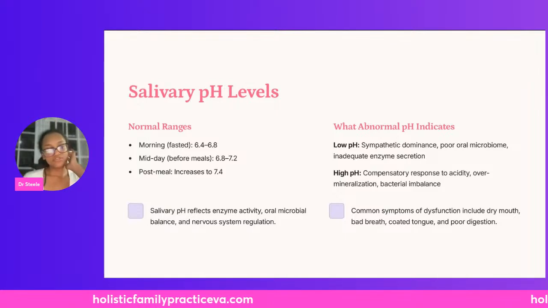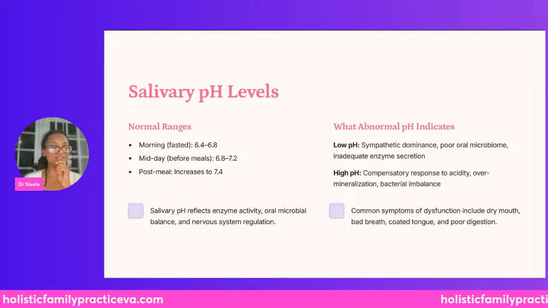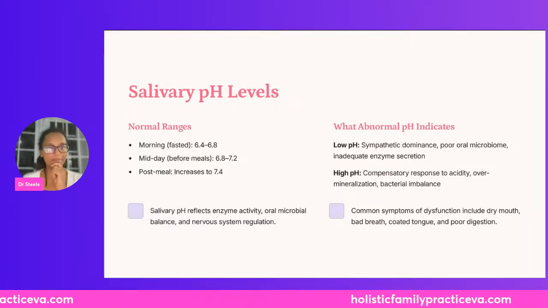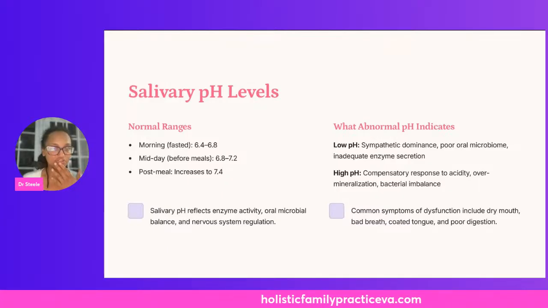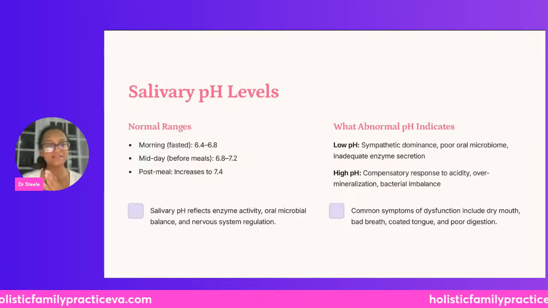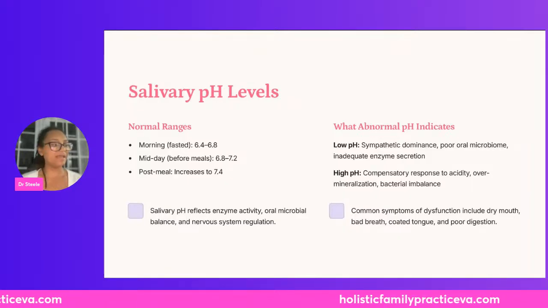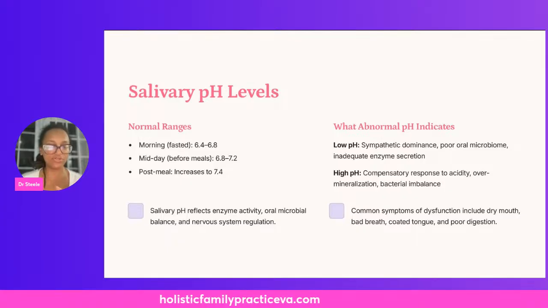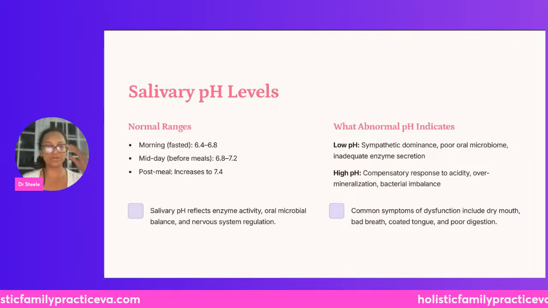All right, cool. So salivary pH levels. This is what you're going to test in your mouth. In the morning, as you first wake up, you're going to test your salivary pH. Fasted, we want it between 6.4 and 6.8. Then midday before your meal, 6.8 to 7.2. And then post meal, we want it to slightly increase, no higher than 7.4.